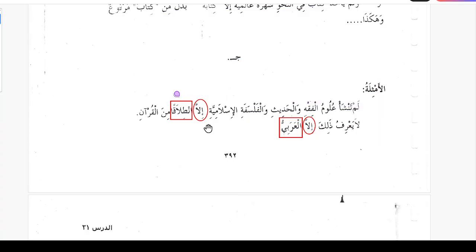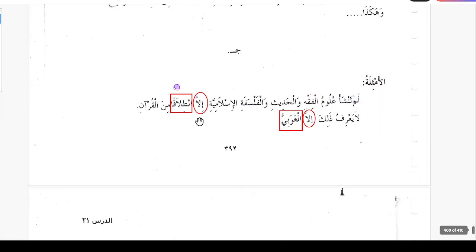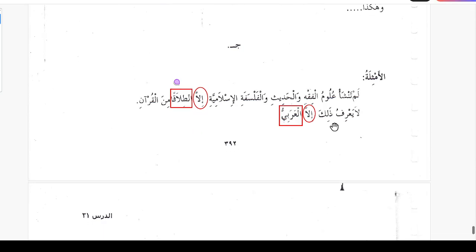So here illa, we see just the two parts, we don't see the whole, we just see the two parts, the tool of exception and the exception. So these two things. Another example, la ya'rifu zalika illa al-arabiyyu, no one knows that except the Arab.